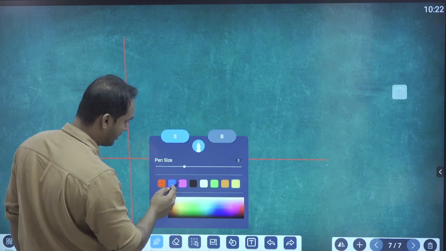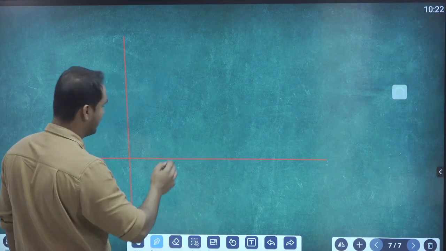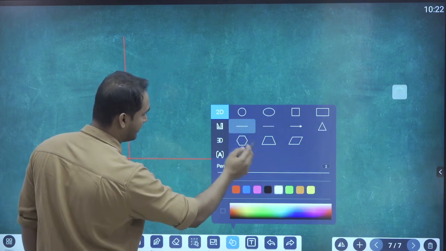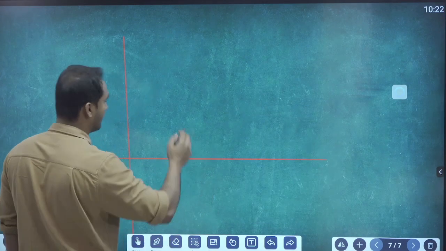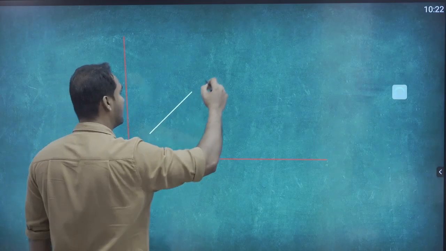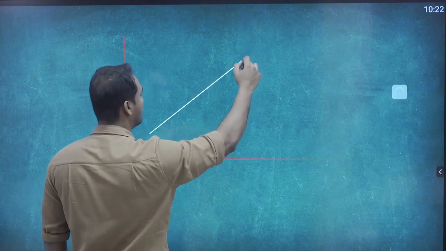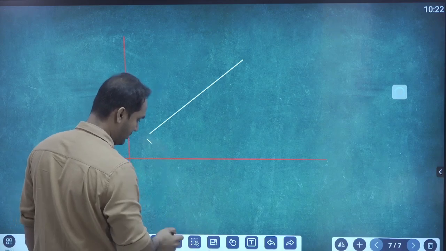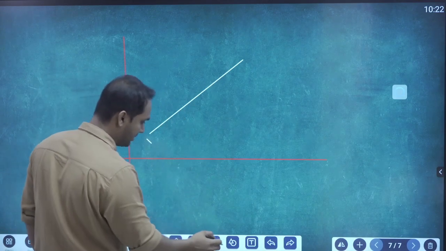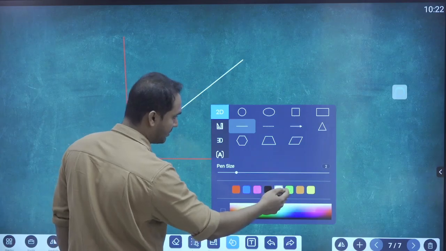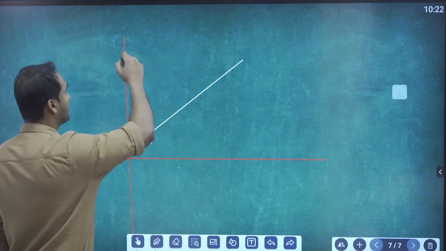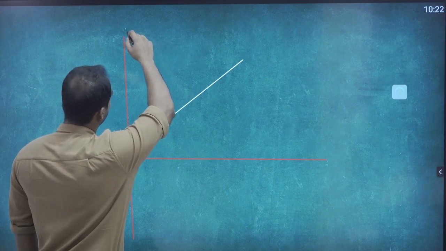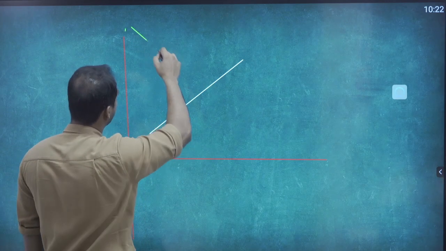Can I just select the colors? So the AB graph goes like this. AB graph is something like this. I'll draw the perpendicular line as well. I'll draw it in a green. Now the perpendicular one goes like in the middle. Right. Somewhere in the middle.